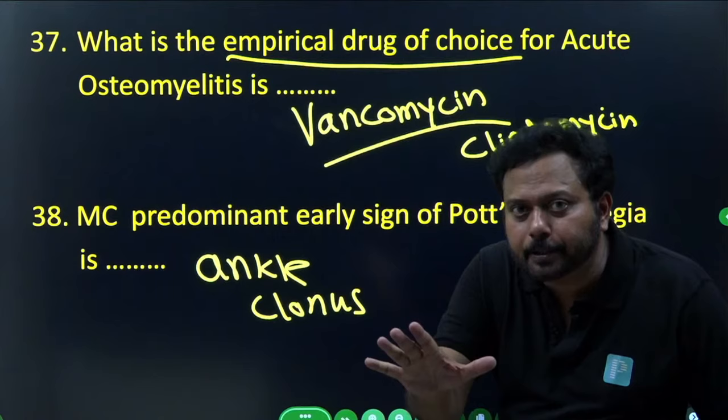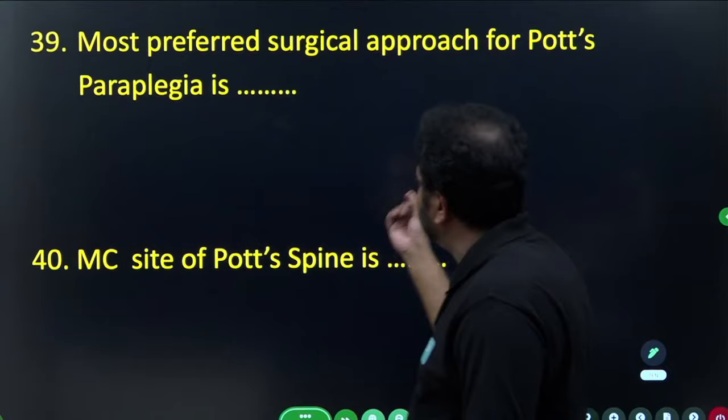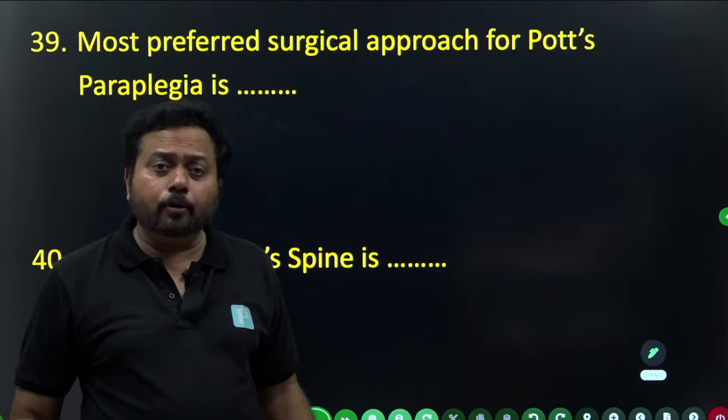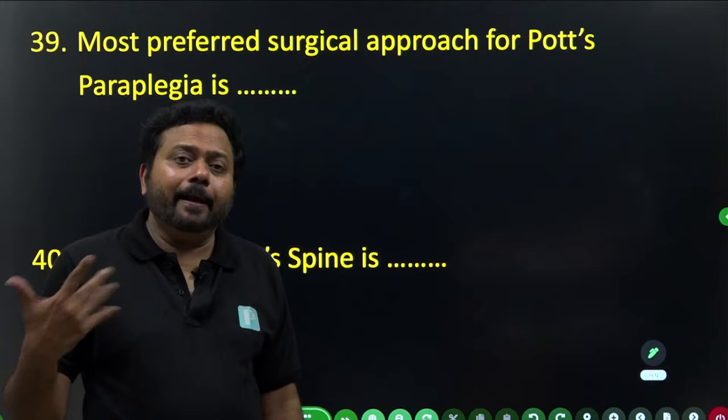Most preferred surgical approach for Pott's paraplegia. Pott's paraplegia, you should do decompression. You have to do surgery. Paraplegia has happened, so you have to do surgery. You can't go on treating medically. Okay, so it is called the middle path regime, Tuli's middle path regime.